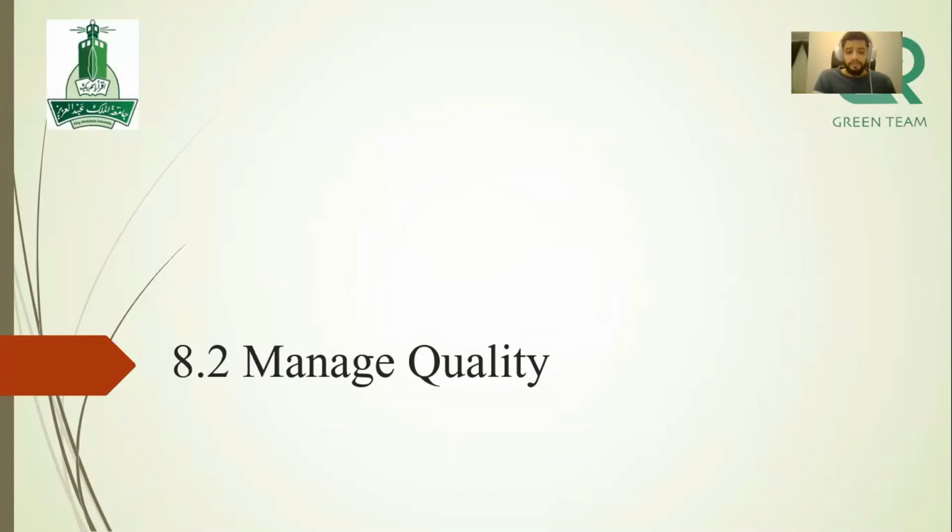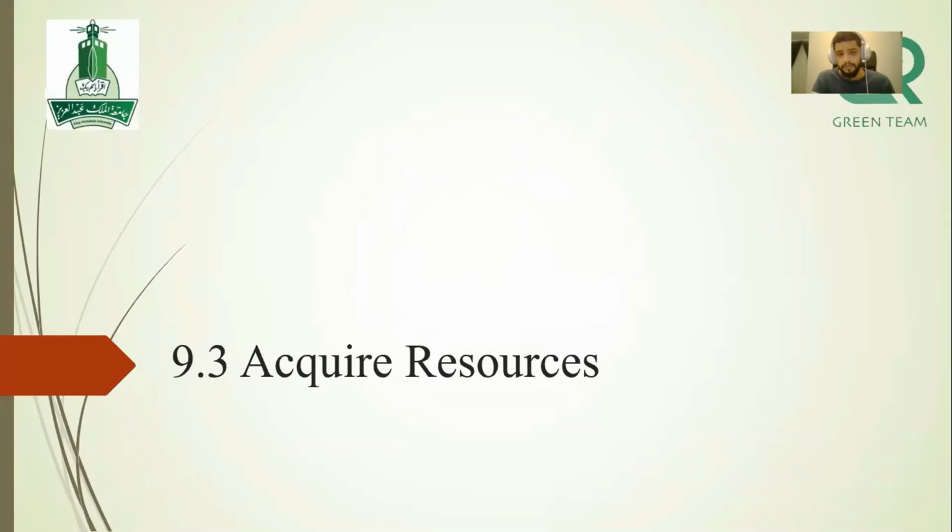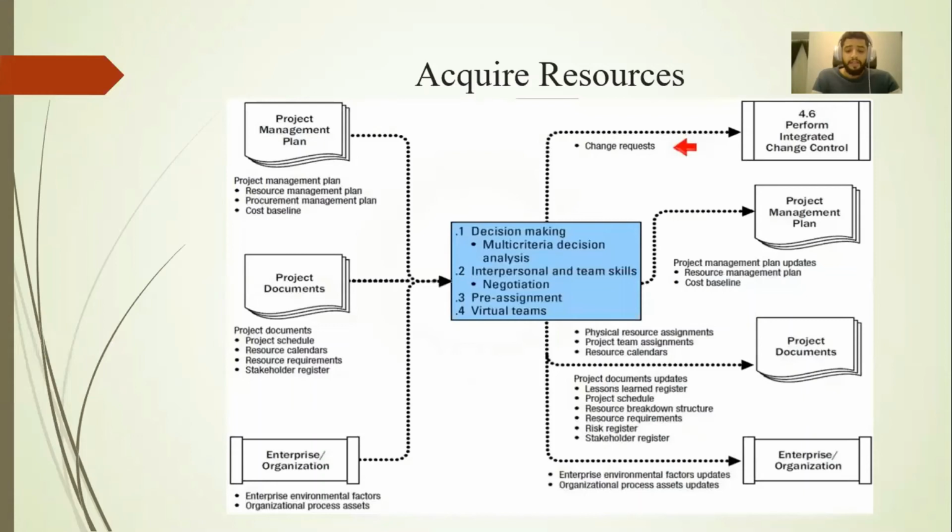Manage quality. Manage quality is the act of overseeing all activities and tasks that must be accomplished to maintain a desired level of excellence. Next. Acquire resources is the third process of the project resource management knowledge area that deals with obtaining the various human resources, facilities, tools, and equipment.